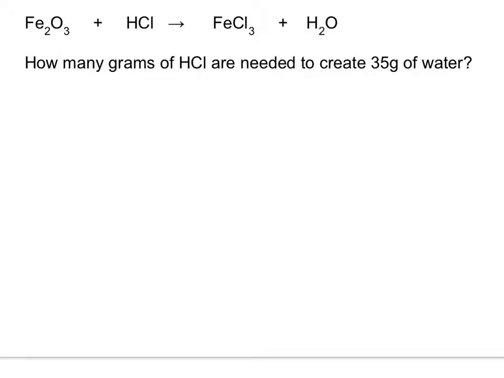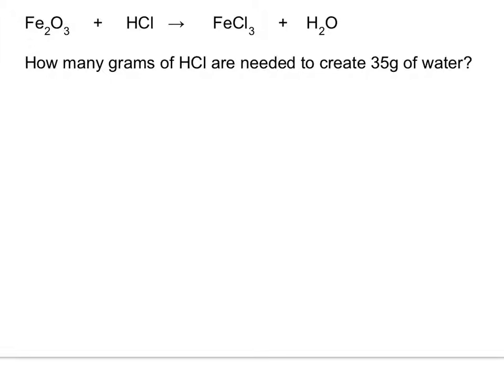This video will go through another example of solving a stoichiometry problem. So in this example, we've got our reaction, and we're asked how many grams of HCl are needed to create 35 grams of water. What I'd like you to do is pause the video here, try this question, and then come back for the full solution.